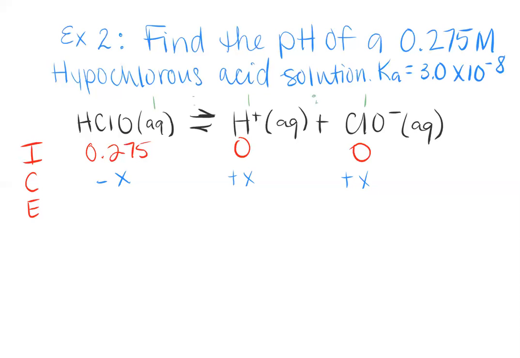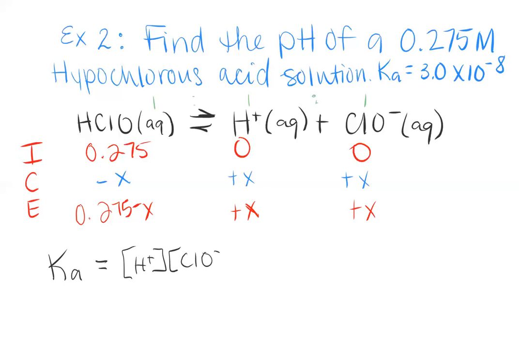So for our equilibrium part, we now have 0.275 minus X. Here we just have plus X. Here we just have plus X. Pretty simple. Forgive me with the plus. You could leave that off on this side. The positive sign is just a habit to show that it's a positive X on my part. Just X is fine. So our next step is going to be to set up that Ka expression. Ka for this reaction is equal to the products, our H plus times our ClO negative, divided by our HClO concentration.